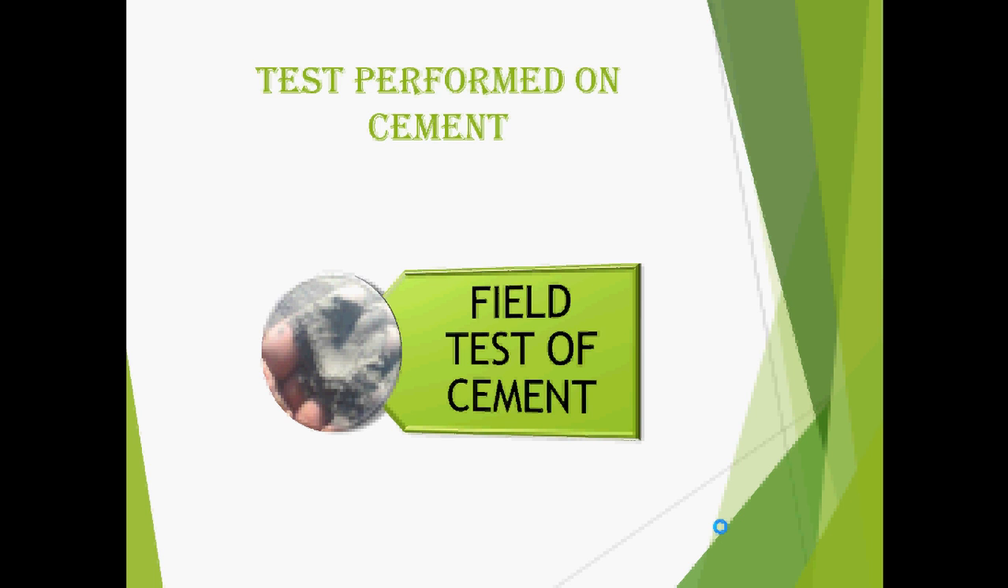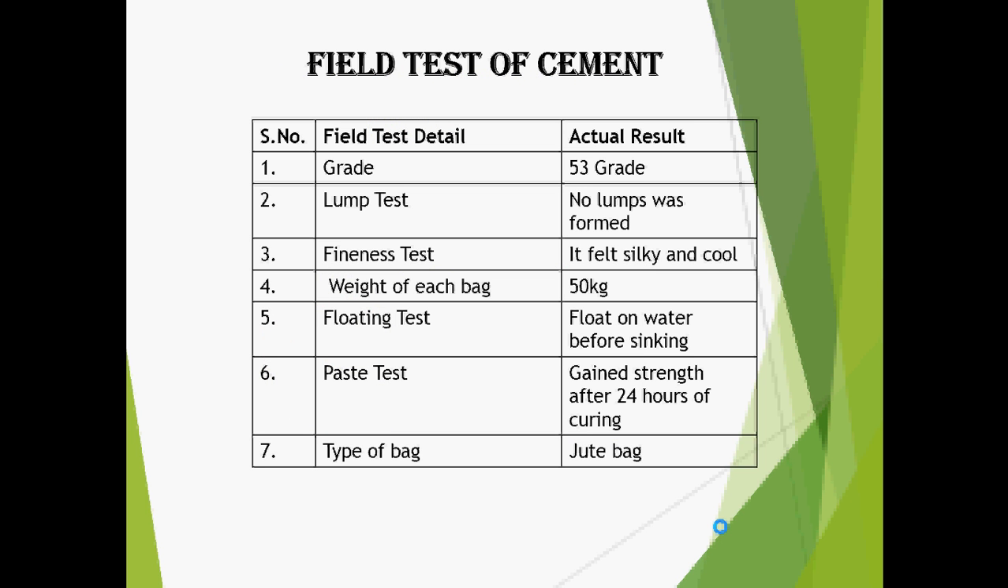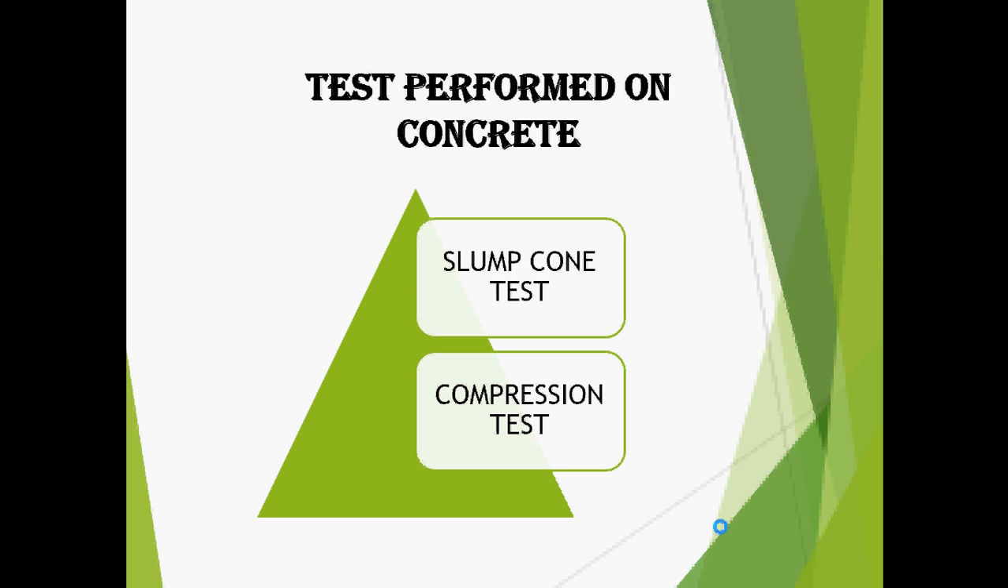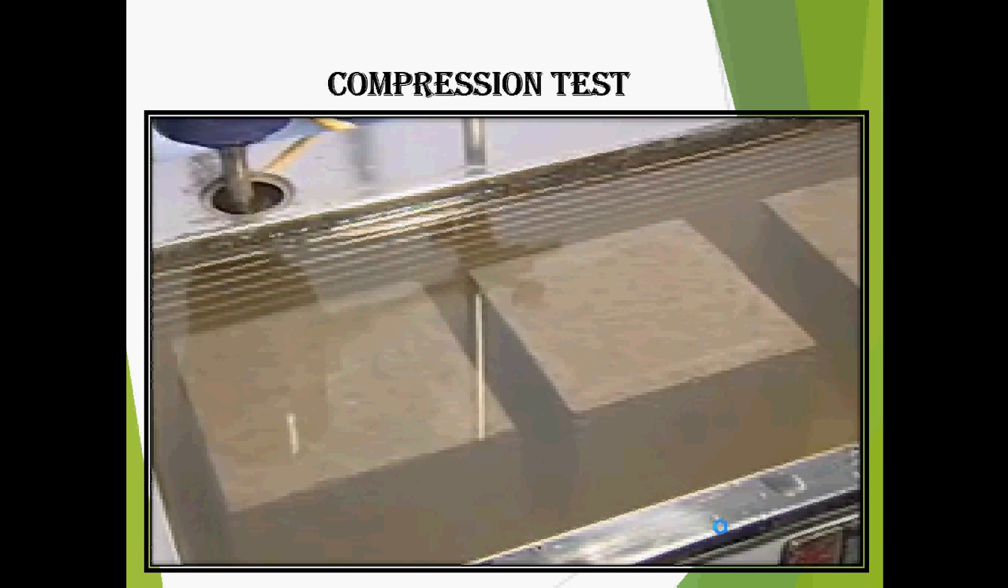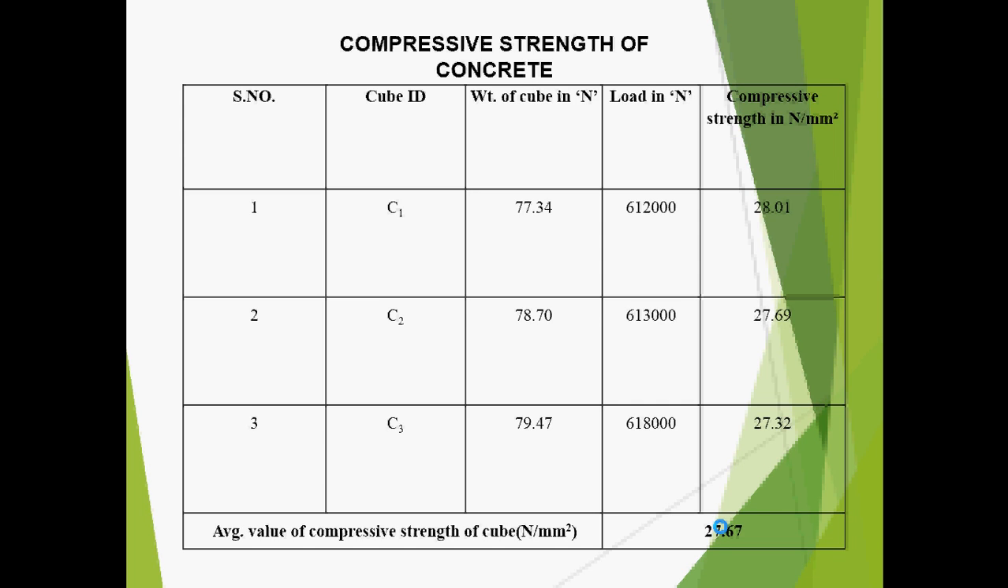And these are the field tests for the cement, and you can see the table referring to the field tests of the cement. These are the tests performed on the concrete: slump cone test for the fresh concrete and compression test for the hardened concrete. You can see a true slump here and the cubes held for curing. We got an average compressive strength of the cube of 77.67 Newton per mm square.